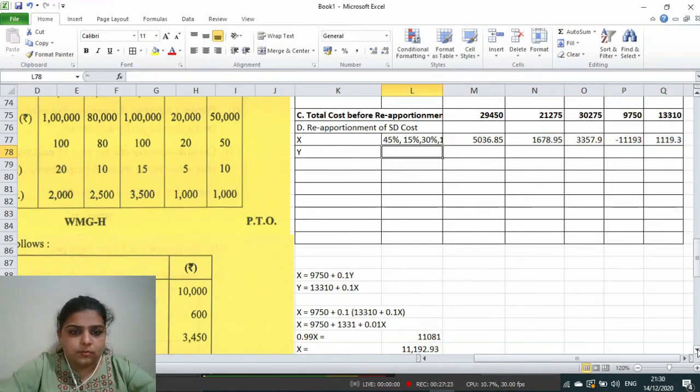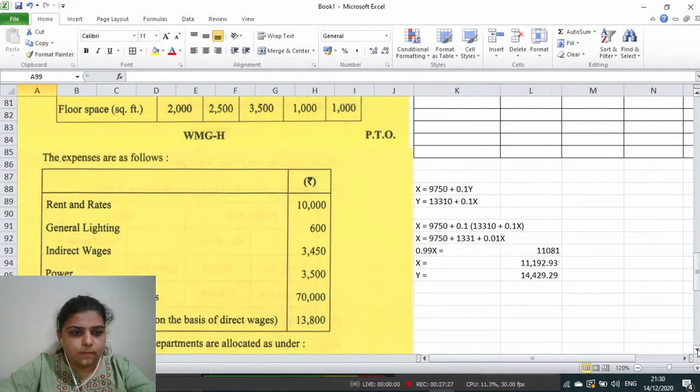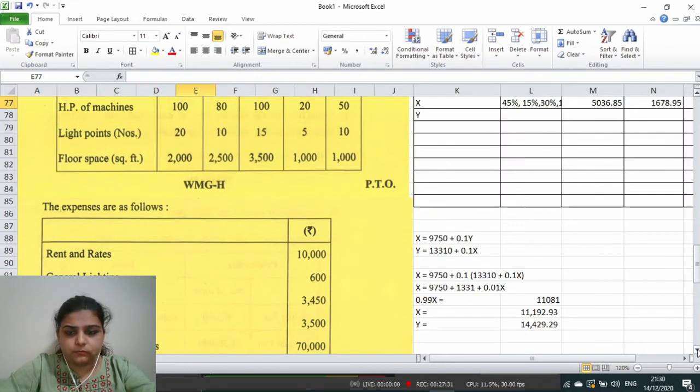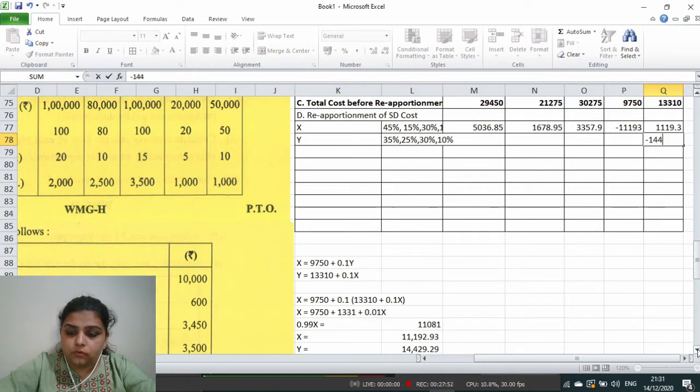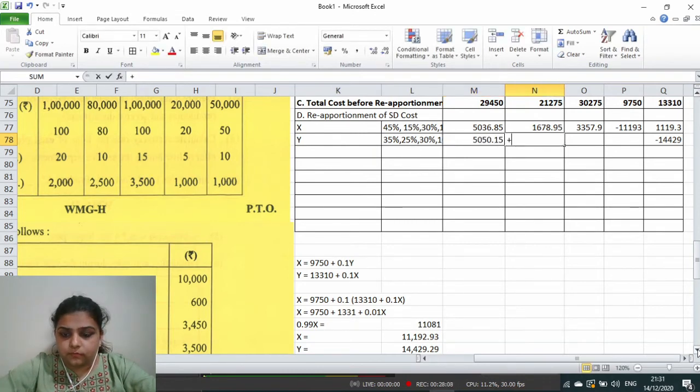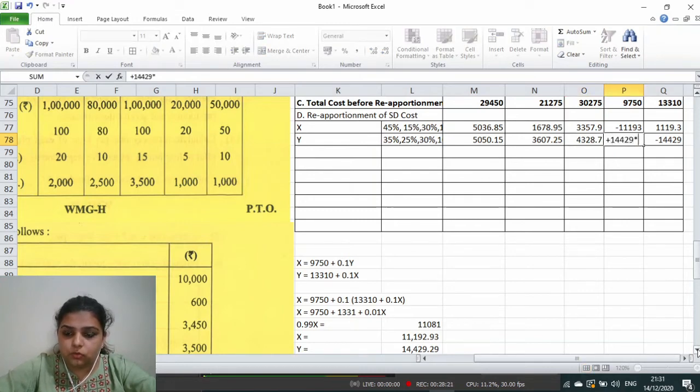Coming to y, the percentage is 35, 25, 30, and 10. Here it would be 14,429. So this would be 14,429 into 35%, 14,429 into 25%, 14,429 into 30%, and 14,429 into 10%.